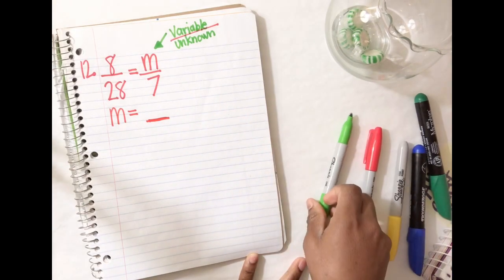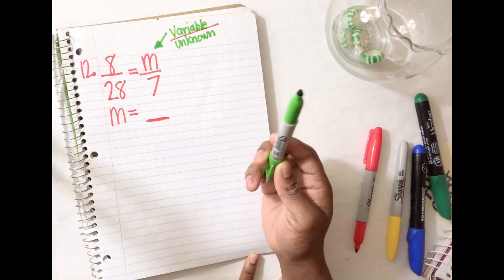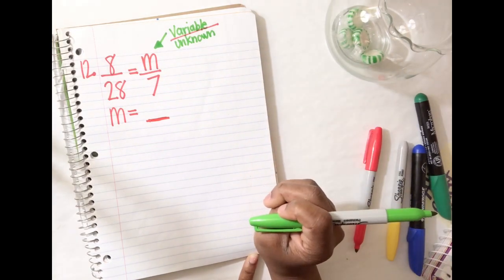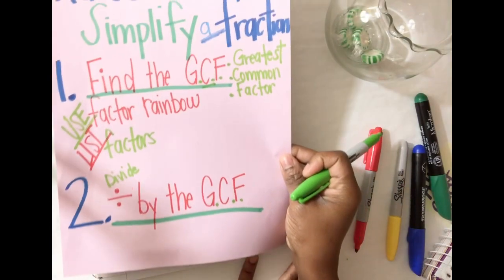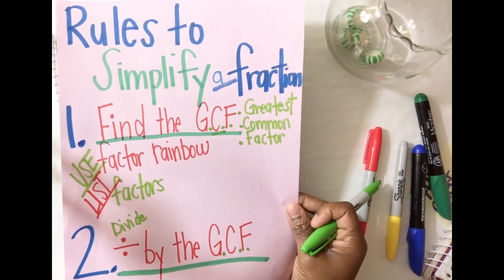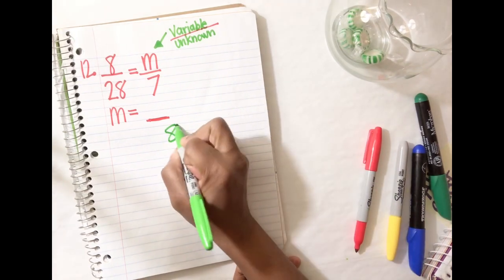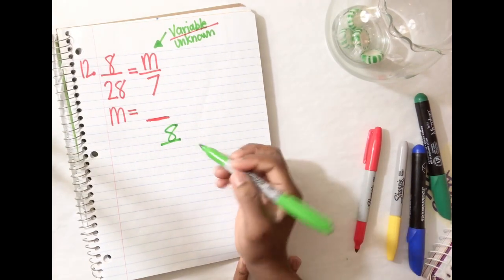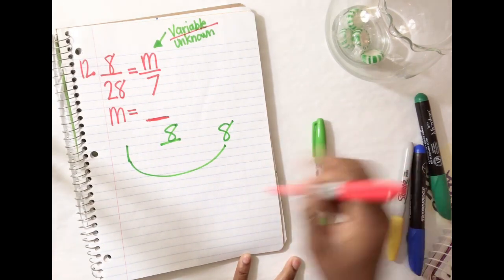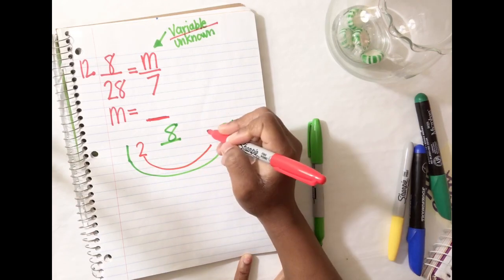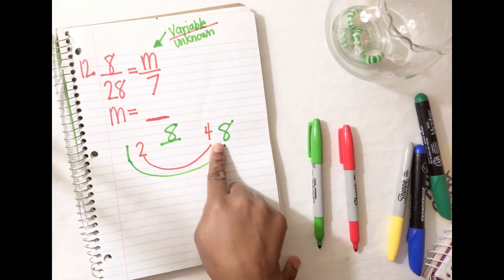All right? We do that simply by simplifying the fraction 8/28. How do we simplify a fraction? Right. You find the GCF and then you divide by the GCF. All right, let's simplify 8/28. Let's list the factors for 8. What number times 1 gets me to 8? 8. What number times 2 gets me to 8? 4. Is there anything else we can multiply together to get to 8?